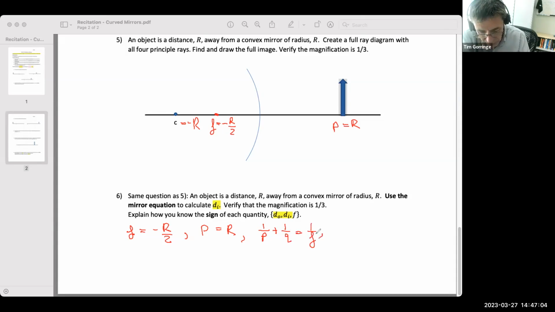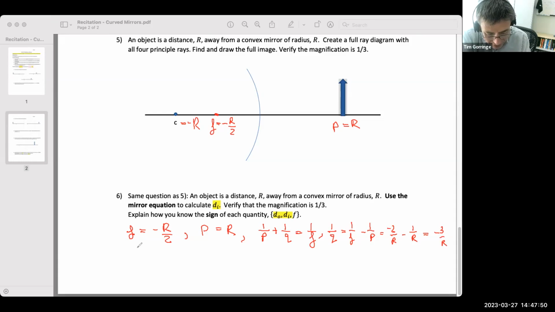Let's turn that around. We want to find Q. So let's first find 1 over Q. 1 over Q is going to be 1 over F minus 1 over P, just rearranging the equation. If I fill in that P is R and F is minus R over 2, we're going to get minus 2 over R. So that's the focal length term. Minus another 1 over R. And that's going to tell us that 1 over Q is actually minus 3 over R.